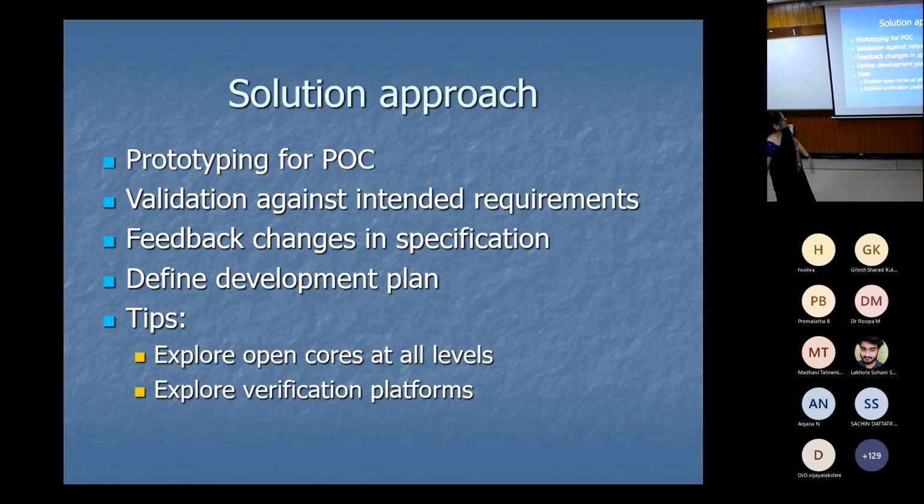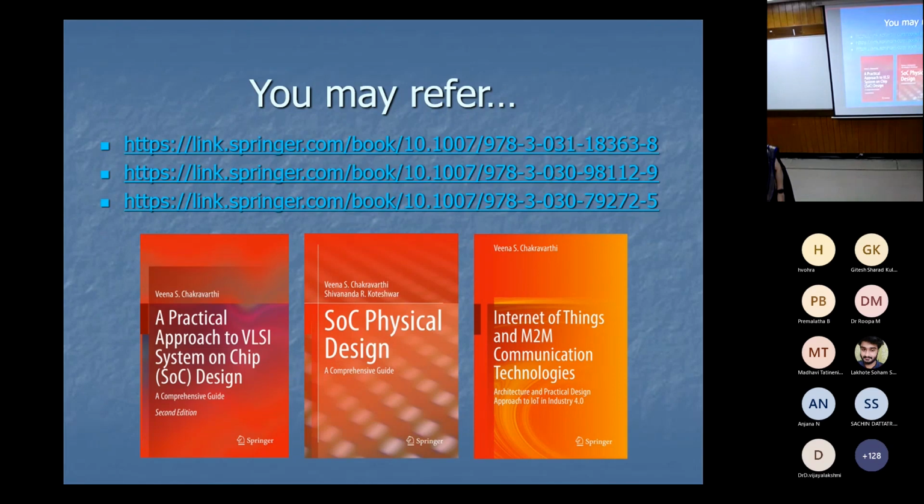And find the development plan and explore open source at every level. Don't start from scratch. See available things, mix and match, and then you can make a system. So verification platforms also, and you can find a system.